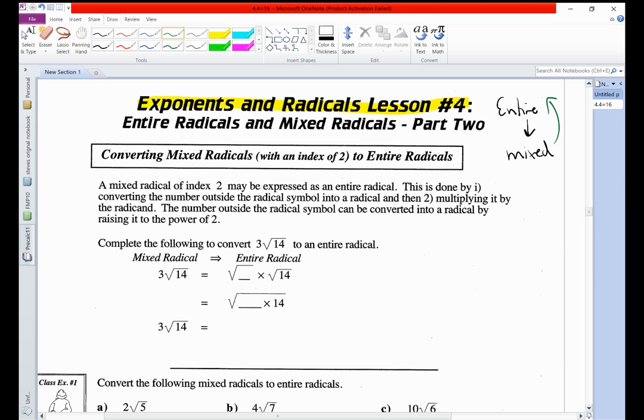So let's get started. They've got a nice description here of how to do that. I'm not a big fan of the wordy descriptions. I like to see an example, so I think we'll jump right into the example. I think it'll help a little bit more. So here our example is 3 root 14, or 3 multiplied by square root of 14. And we want to convert that into an entire radical.